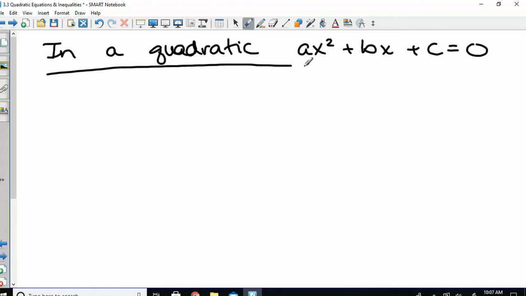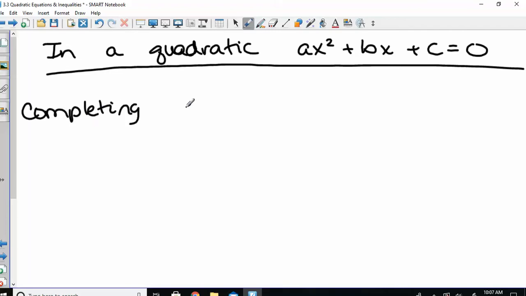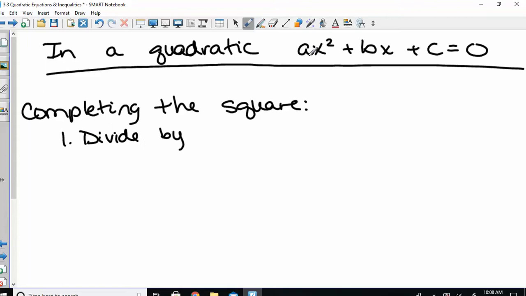So, if we have a quadratic of the form ax squared plus bx plus c equals 0, completing the square has a series of steps. We need it to be a 1x squared. So we'll divide by a if a isn't already 1.